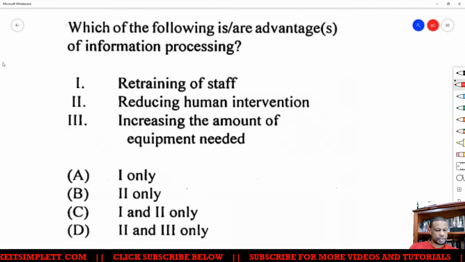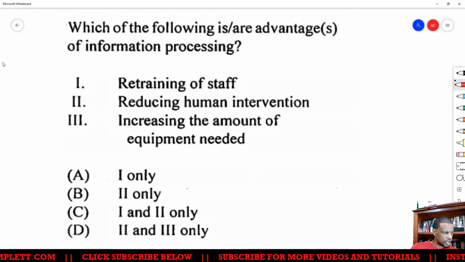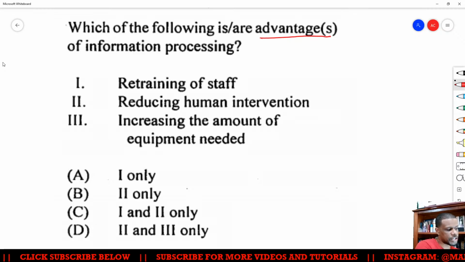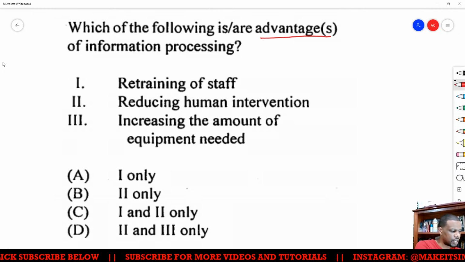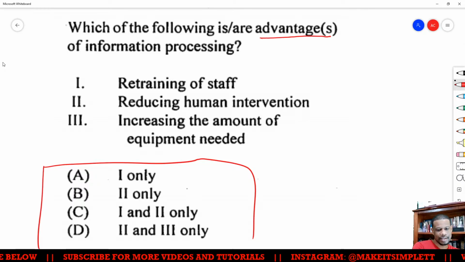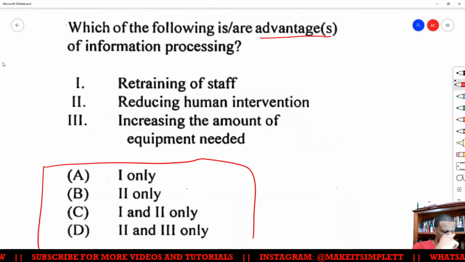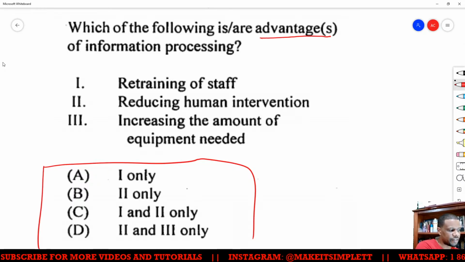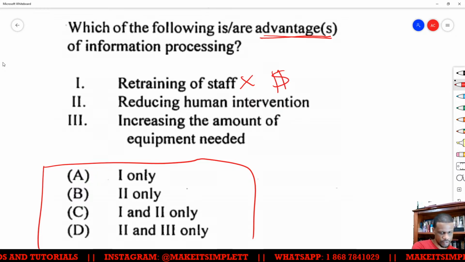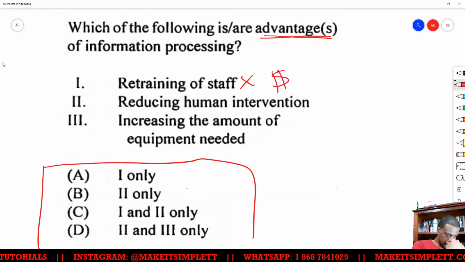Alright, so this one is: what is an advantage of information processing? When you have these questions, don't even look at the answers yet. Don't even waste your time looking at the answers. Ask yourself, based on your knowledge, which of the following is an advantage of information processing? Is retraining staff an advantage? No, retraining staff costs money because you're going to have to pay to train the staff all the time.